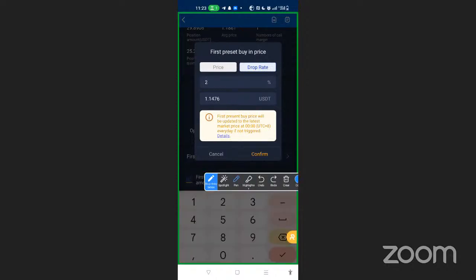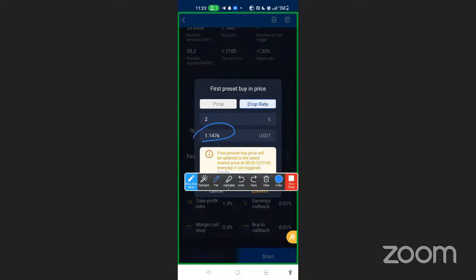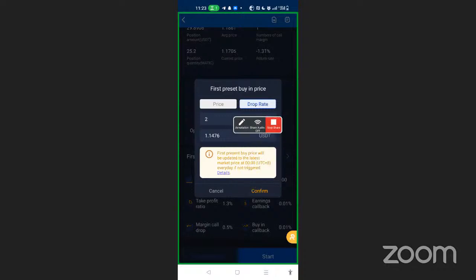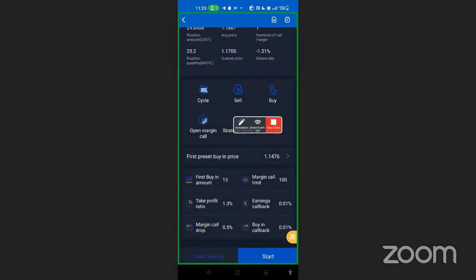So the robot will still release the price. You open the preset price, tap on drop rate and put 2%, then you confirm. So the robot will allow the market to fall to that price, then buy.